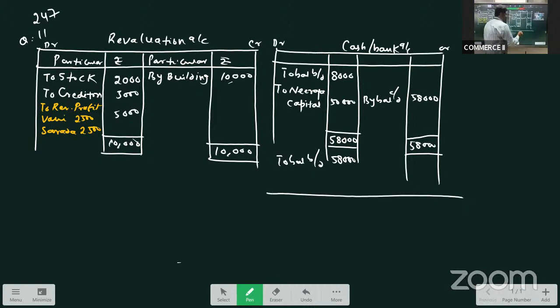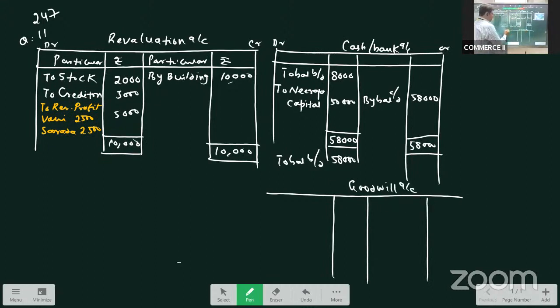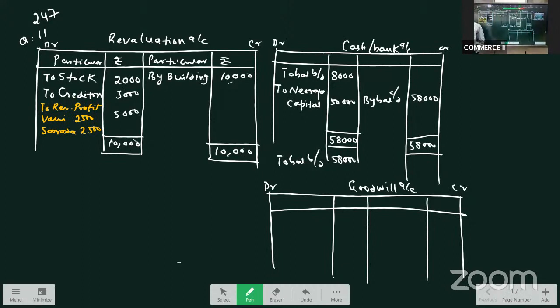Right? So next we prepare the goodwill account. Very important again here. Pay attention. This is the third method where goodwill is valued. It is not introduced in cash. It is not brought in cash. It is valued at 40,000. The goodwill of the firm is valued at 40,000, and the new partner did not introduce it in cash.